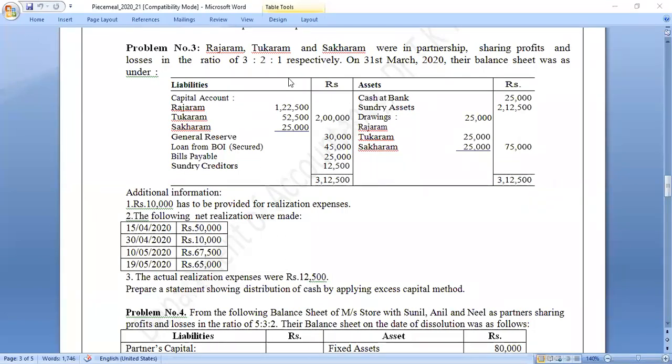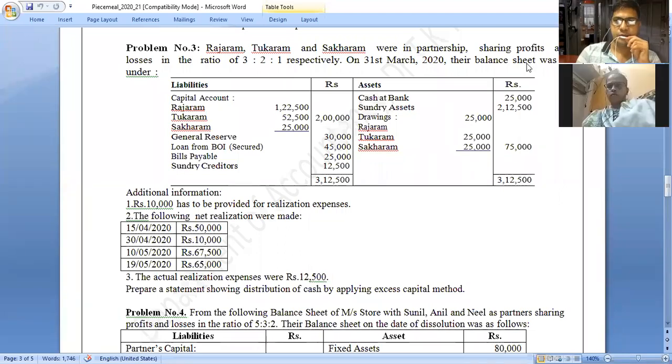12,500. Drawings: Rajaram 25,000, Tukaram 25,000, and Sakaram also 25,000. Total amount of drawing 75,000. Then total of the balance sheet 3,12,500.